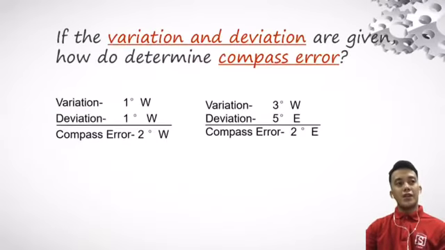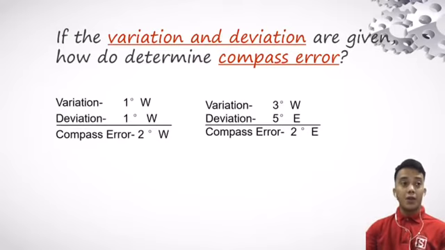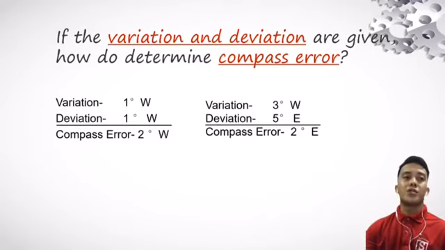First is, if the variation and deviation are given, how to determine compass error. Simple. When the variation and deviation have the same direction, you just simply add. So we get 2 in the example. And if different directions, subtract and get the direction of the higher value. So we get 2 degrees east.